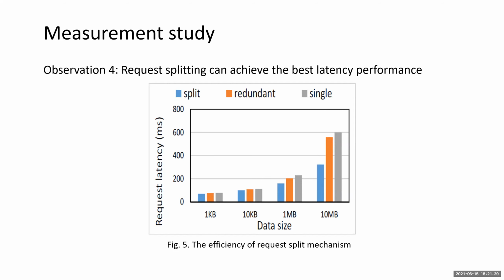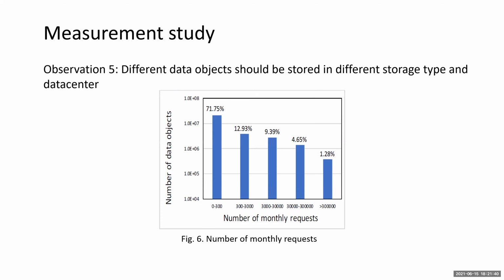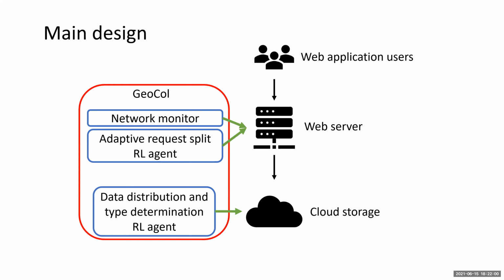The fourth observation is that we tried a simple way of request splitting, and request splitting can achieve the best latency performance. The fifth one is that different data objects should be stored in different storage types and data centers. We measured different numbers of data requests within different numbers of monthly requests and also the distribution. That's how we get observation 5.